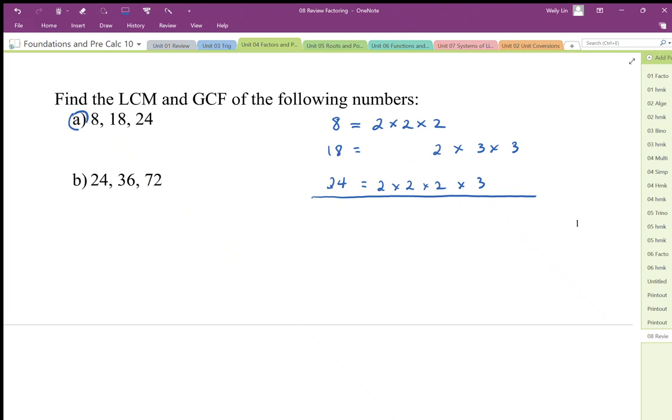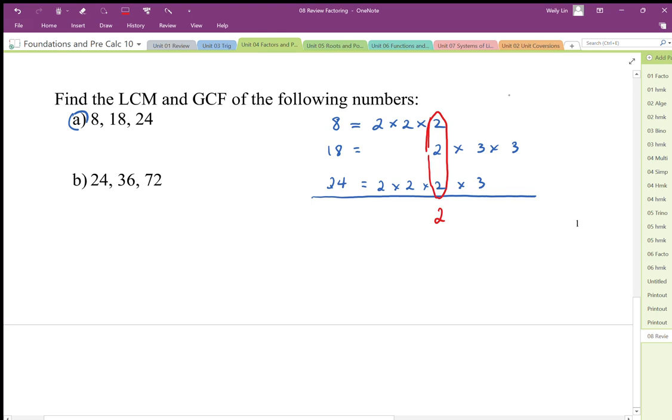To find the GCF of 18, 8, and 24, we're just going to look at all the factors. So I've prime factorized 8, 18, and 24. And I'm going to look to see which factors are common to all three numbers. In this case, 3 is common between 18 and 24, but it's not common to the 8. The only thing that's common to all three is going to be this one 2.